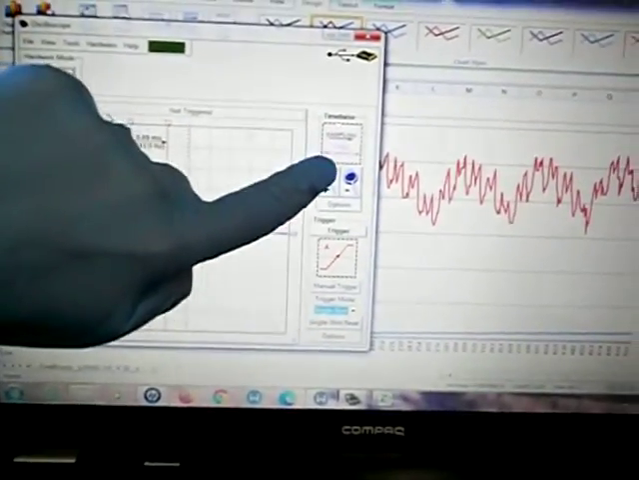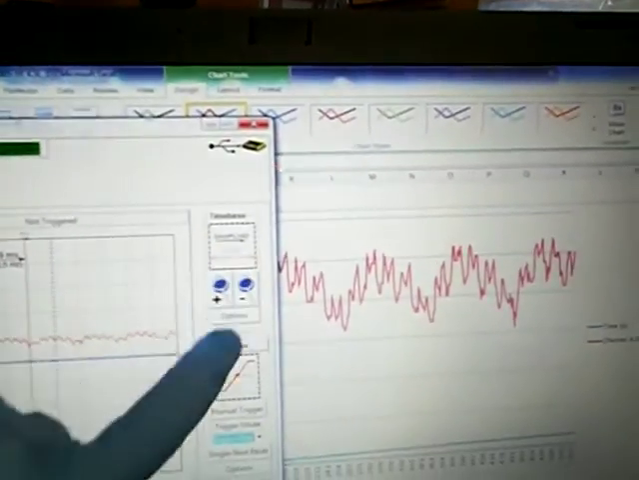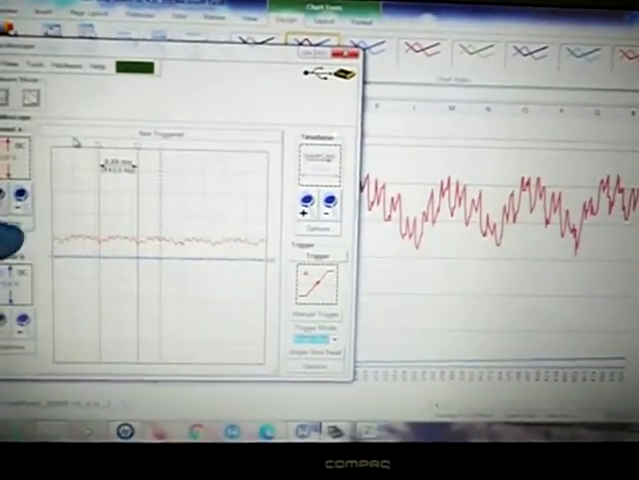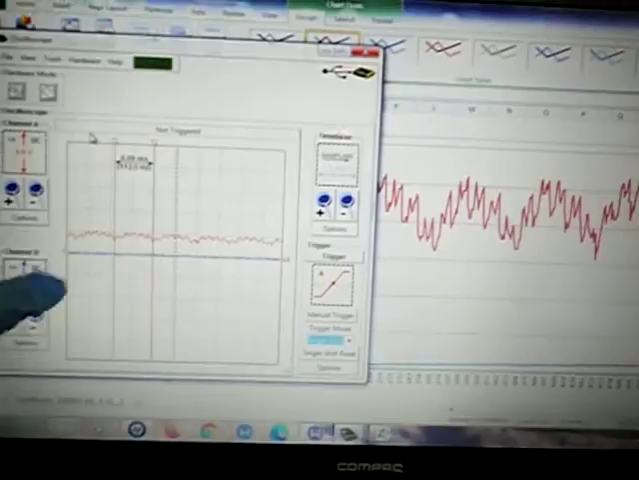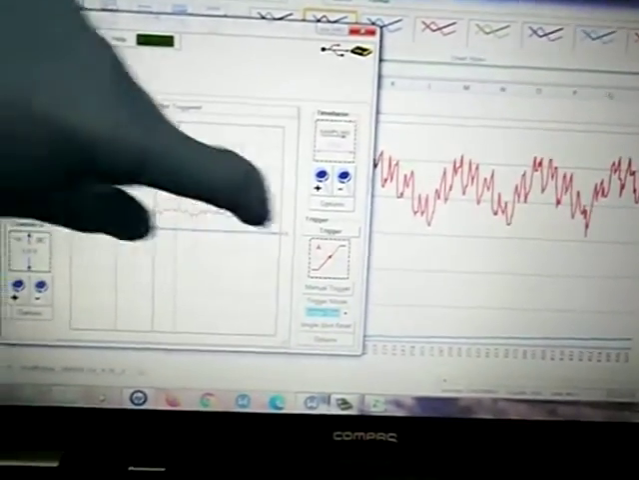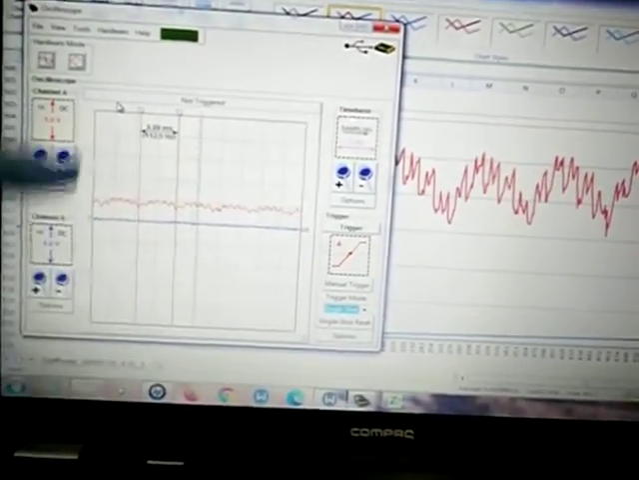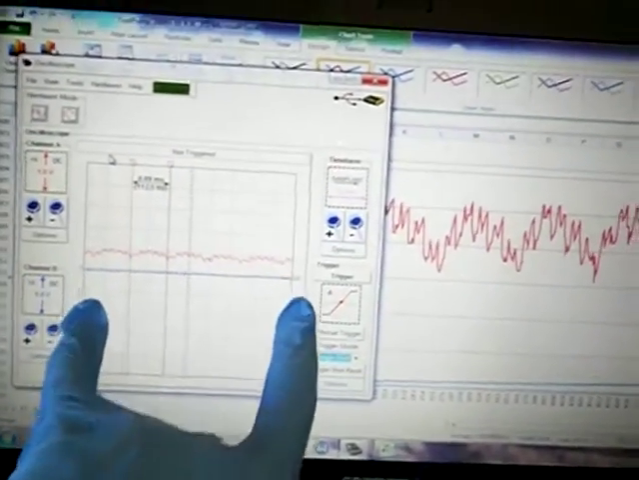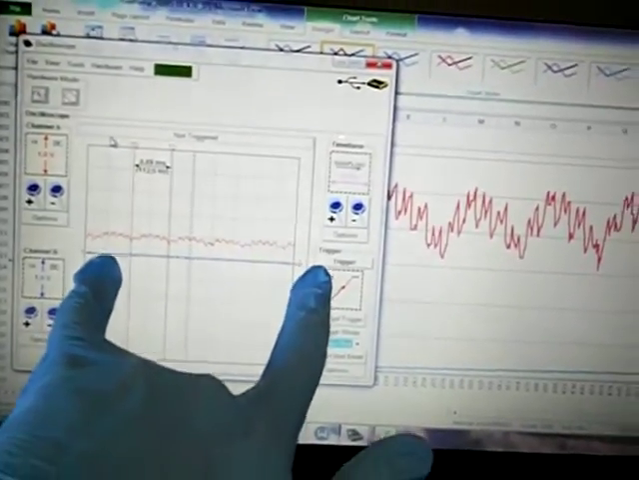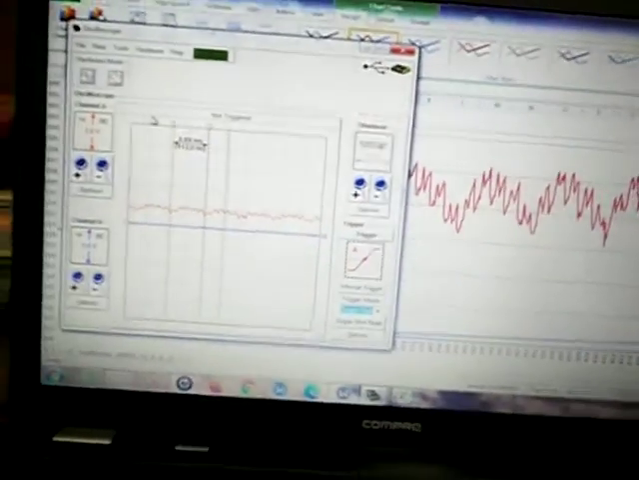If we look at the sampling, it says 5 milliseconds. I hope you can see that. For every vertical dashed line equals 5 milliseconds, and there's 10. There's 5 here and 5 here, so there's 10 across the screen. So across the entire screen equals 50 milliseconds. That's 50 milliseconds across the entire screen.